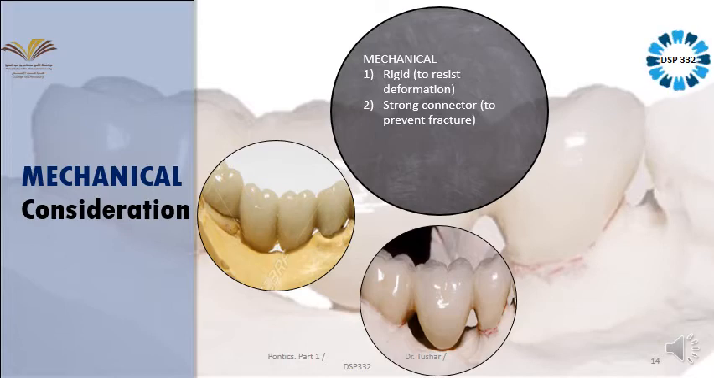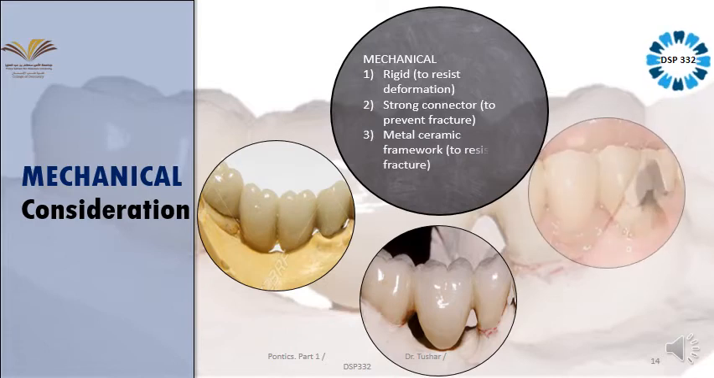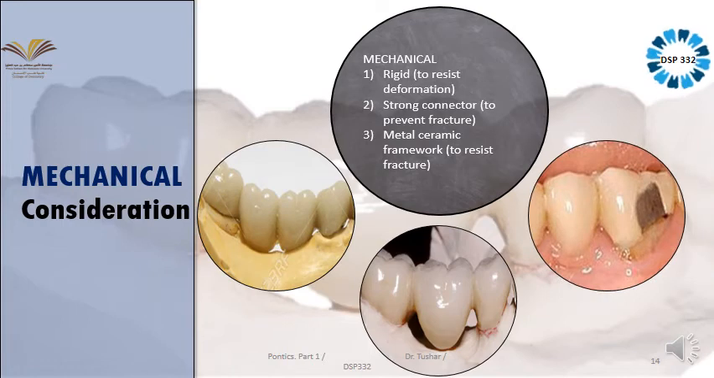So now when you have a long span bridge, Ante's law is going to play a very big role. You have to obey Ante's law. If you disobey Ante's law, we have seen what the consequences are. So for long span bridges, the connectors should be strong enough to prevent any kind of deformation, dimensional change or fracture. Metal ceramic framework to resist the fracturing or chipping off of the ceramic layer.